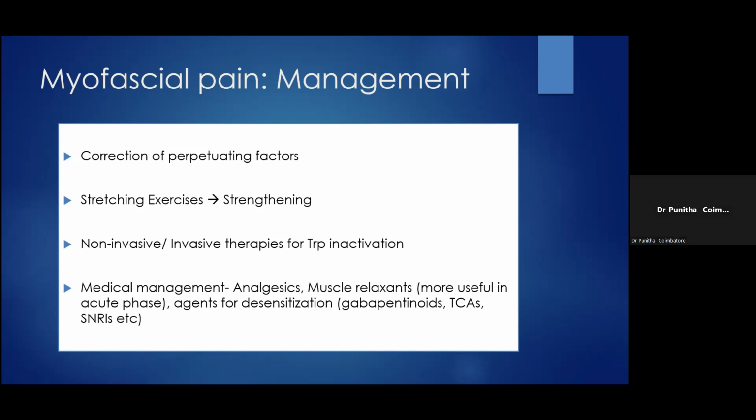Means the normal curvature is lost because of scoliosis. You can say scoliosis, kyphosis. All these can predispose to myofascial pain. Then, as I told you, a facet arthropathy or some kind of structural derangement in the spine. Then leg length discrepancies can predispose to this pain in the legs and back.